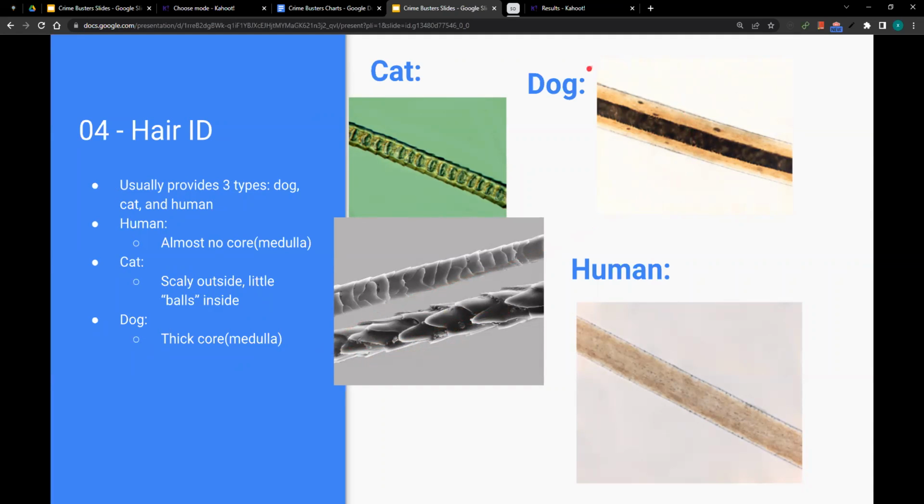The notable thing about dog hair is that it has this really thick medulla. This black thing here is an extremely thick medulla that you probably won't find in many other places.